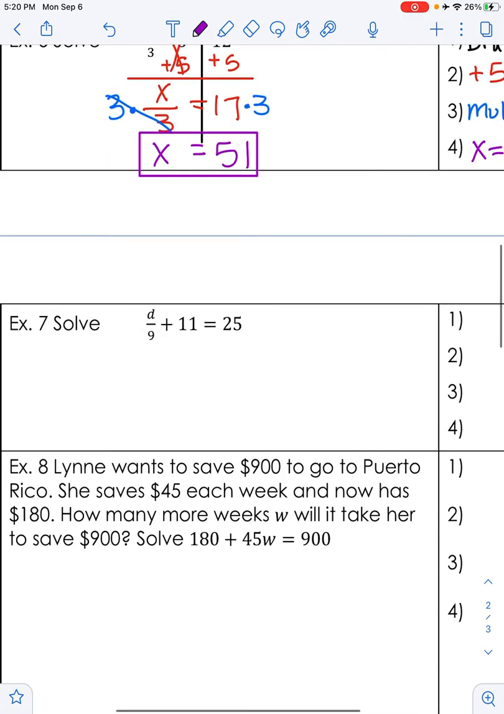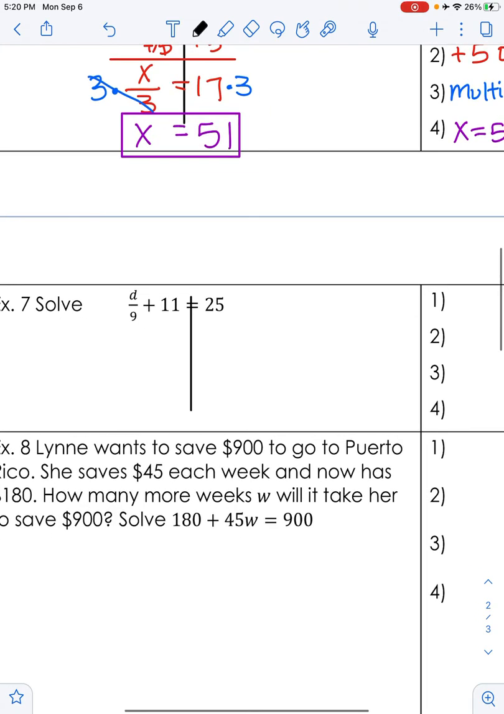Okay, looking at number 7, we have d divided by 9 plus 11 equals 25. Go ahead and pause the video, see if you can do this on your own. So hopefully you attempted it on your own. Let's see how you did.